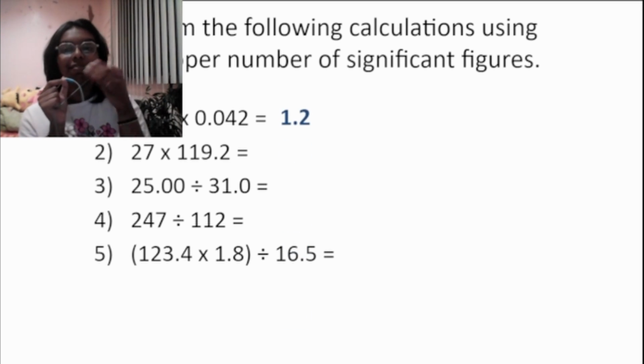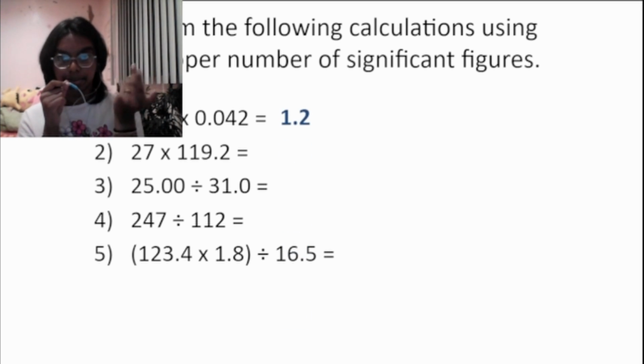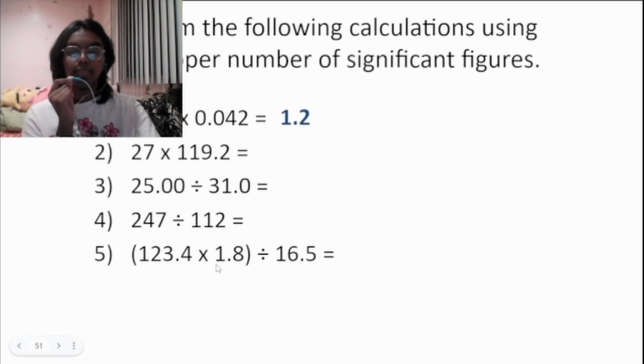There we go. First one, 1.2. You would put it in the calculator, obviously, right? And then, this one has 2 significant figures, which is why you round this to 2 significant figures. Number 2, 3,200. This one has 2 significant figures, so the answer is going to have 2 significant figures.